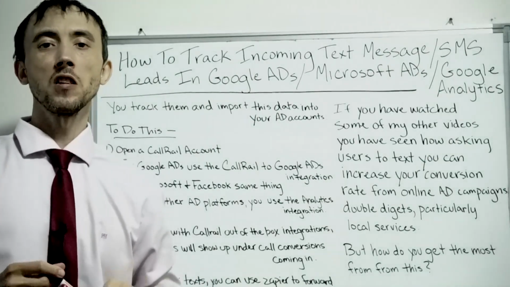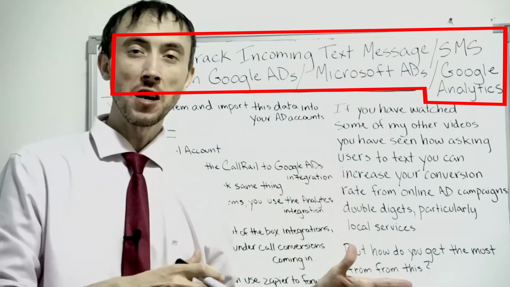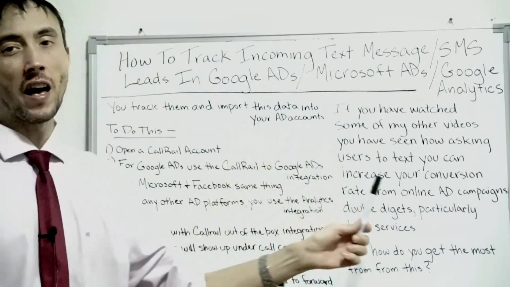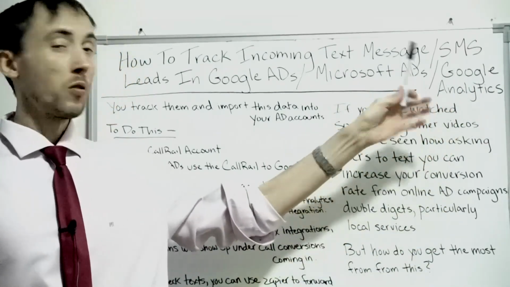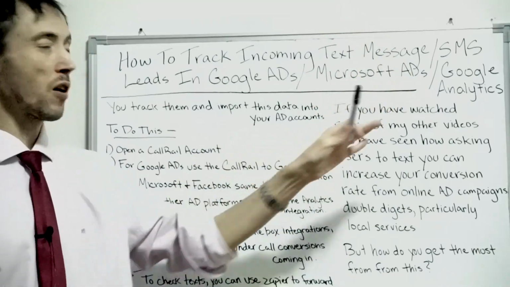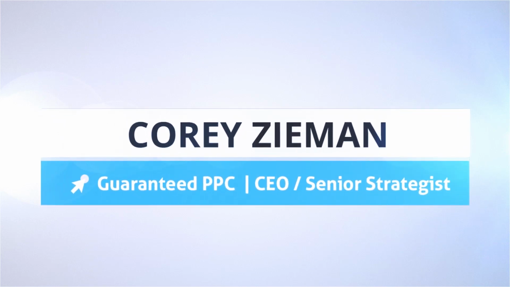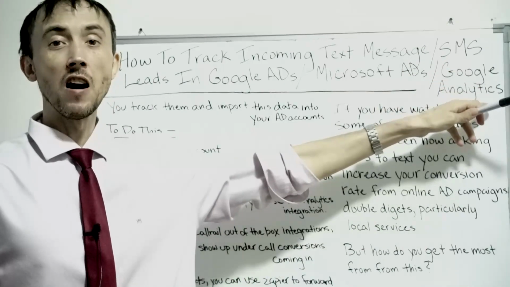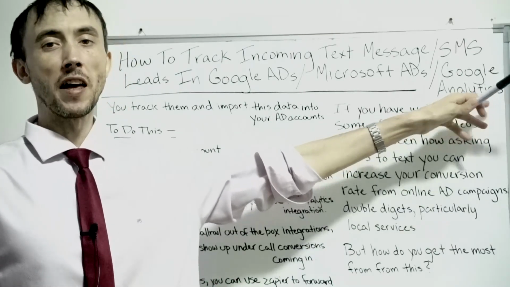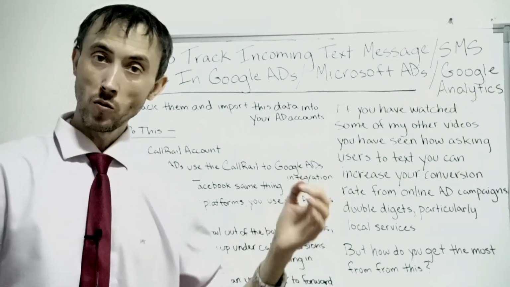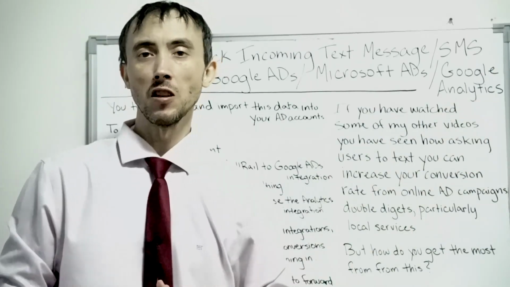Okay, today's video, we're going to talk about how to track text messages or SMS messages from your PPC campaigns, whether you're running campaigns on Google Ads, Microsoft Ads, which is basically just Bing Ads, whether that's Facebook, which I don't have in the title, and all other online advertising platforms or advertising that you do can be done through Google Analytics. And if you want to track text in Google Analytics, I'm going to explain how you're going to be able to do this in today's video.